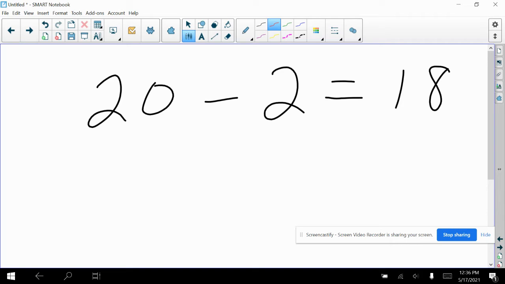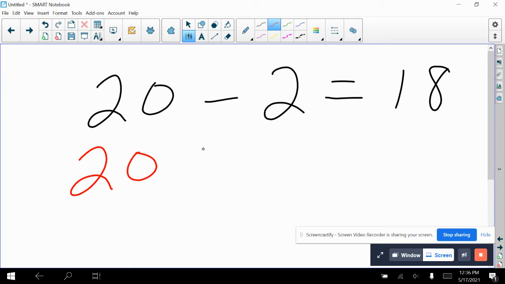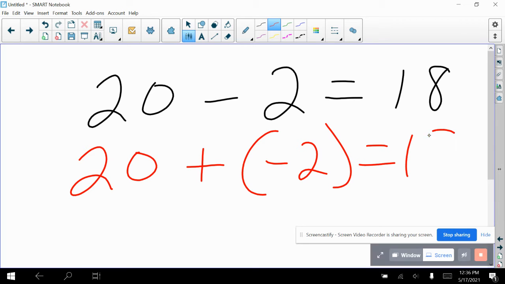Because 20 minus 2, I know you all look at it as 20 minus 2, but in the math world, we really look at this like this. This is really what it looks like. Might want to write that down.